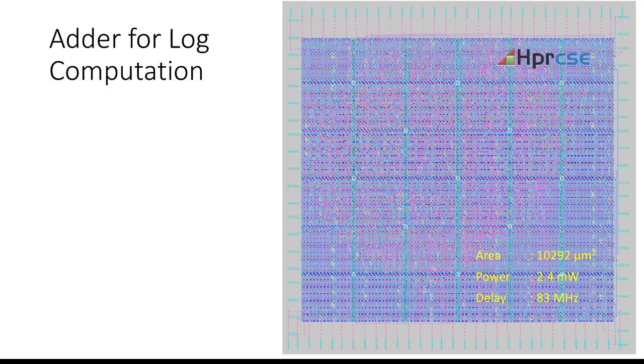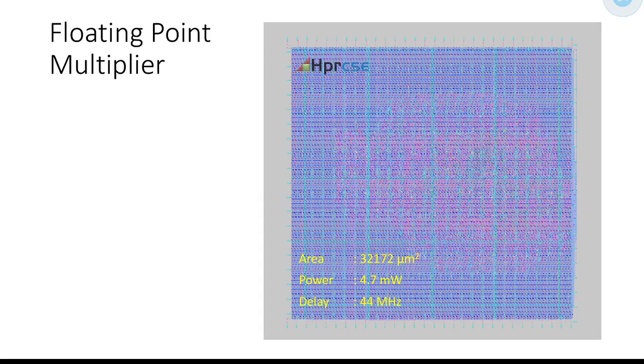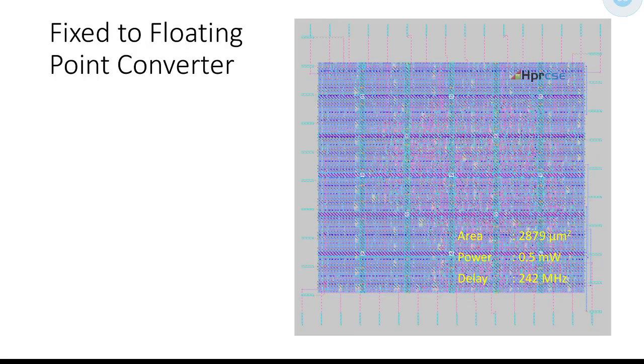Single precision floating point adder for logarithmic unit in 130 nanometer Skywater PDK. Area 10,292 micrometer square. Power 2.4 milliwatts. Delay 38 MHz. Single precision floating point multiplier in 130 nanometer Skywater PDK. Area 32,172 micrometer square. Power 4.7 milliwatts. Delay 44 MHz.